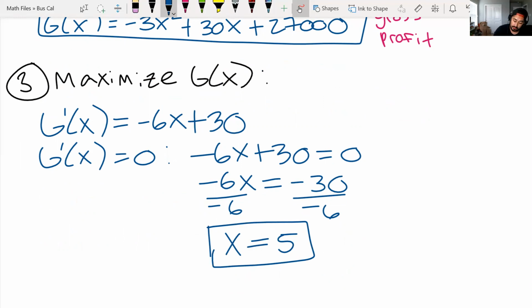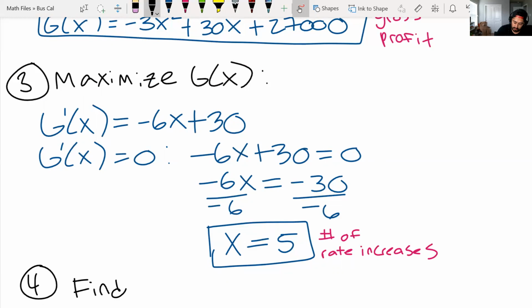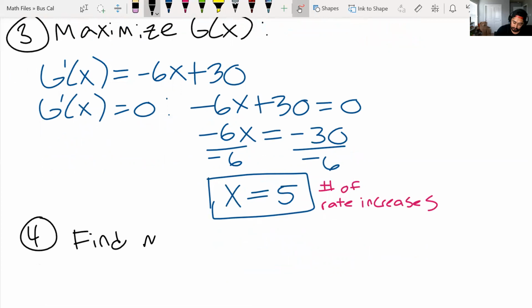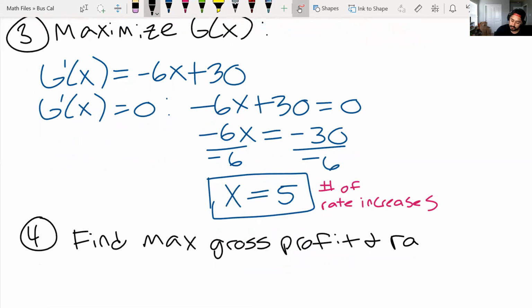Okay, that is the number of rate increases. Now to find max gross profit and rate.